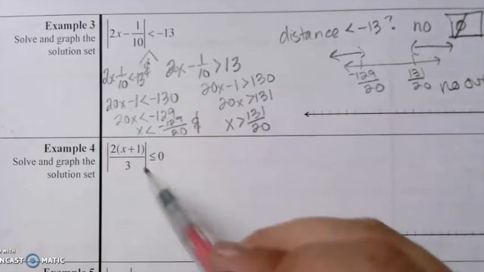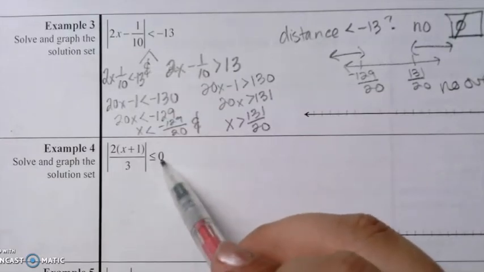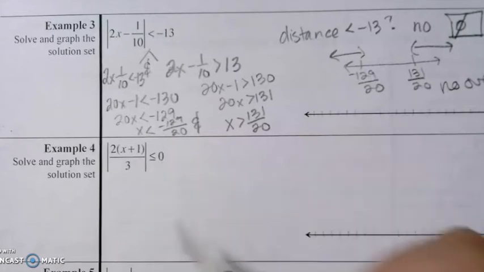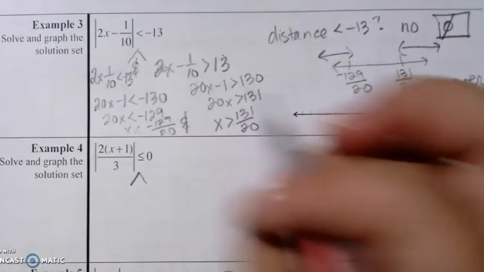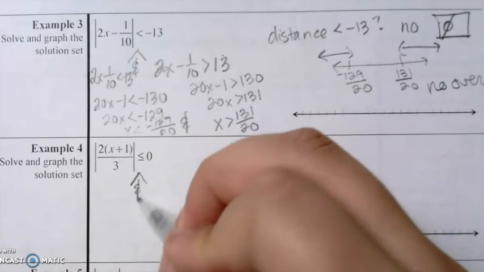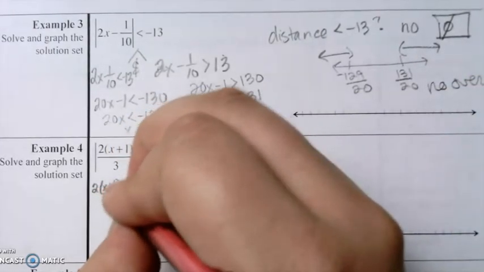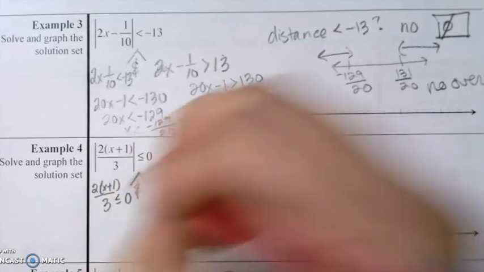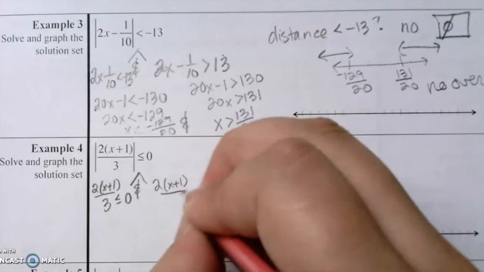In the next example, we're looking at a distance less than or equal to 0. So we can have distances equal to 0, but not a distance less than 0. That tells me, logically, that I'm going to have one answer. Let's look at these two cases. A less than tells me this is going to be an and. So I have 2 times x plus 1 over 3 less than or equal to 0. And then our second case, 2 times x plus 1 over 3.